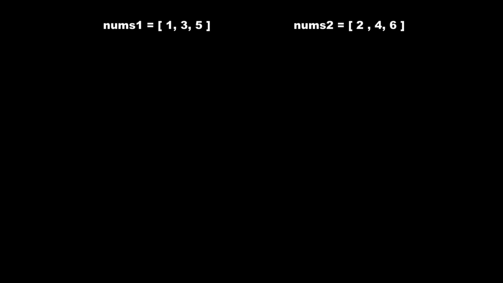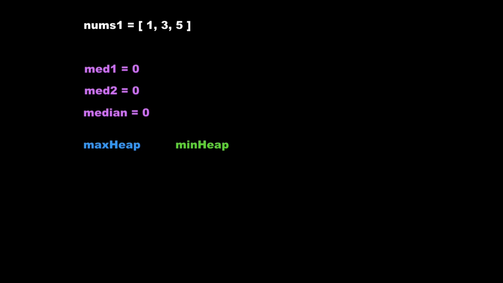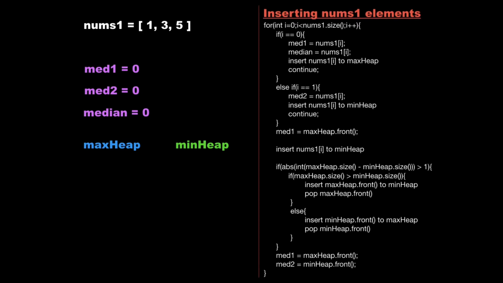Before moving further, let us declare a few variables called mid1, mid2 and median, and initialize all of them to 0. Let us also create two heaps called max heap and min heap. So our approach is as follows. First, we insert the elements of nums1 into the max heap and min heap in accordance with the following algorithm. In this algorithm, we traverse the array nums1 from i equal to 0 to nums1.size and then perform the following operations. We will get familiar with the operations as we move further with the example.